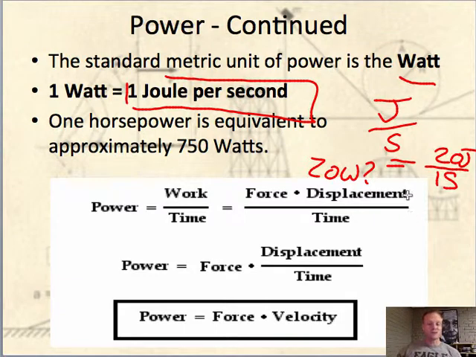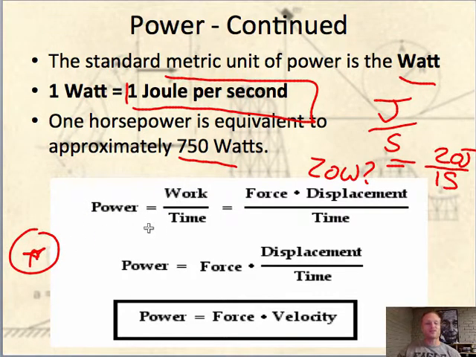Just so you know, to talk about units typically used in our country, 1 horsepower is equivalent to about 750 watts. So if you have a 1 horsepower car, which isn't very powerful, your car would be using 750 joules of energy every second.